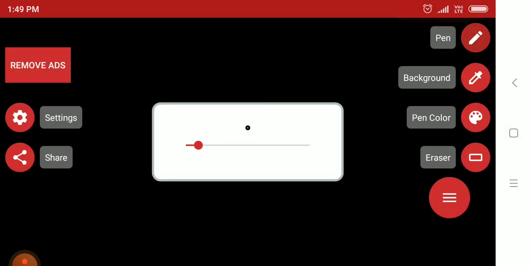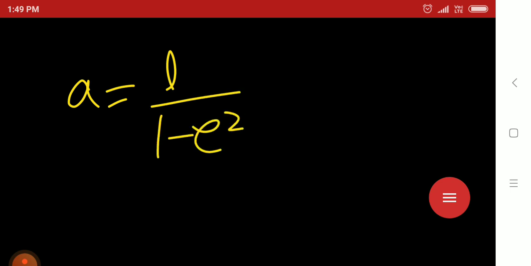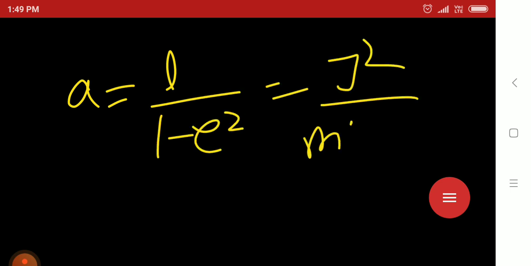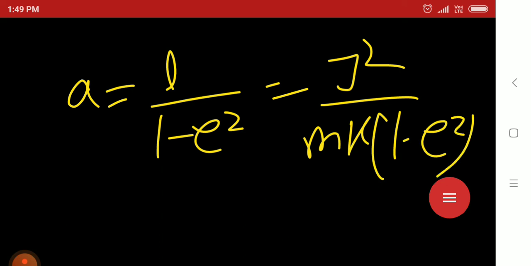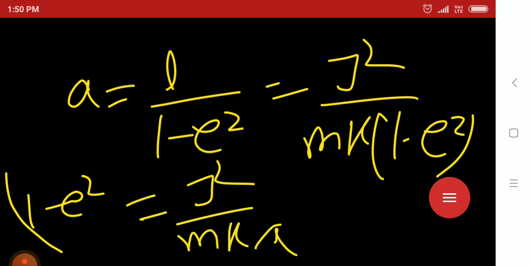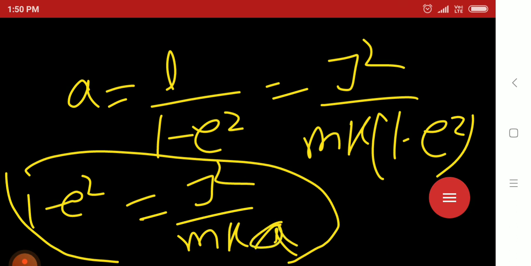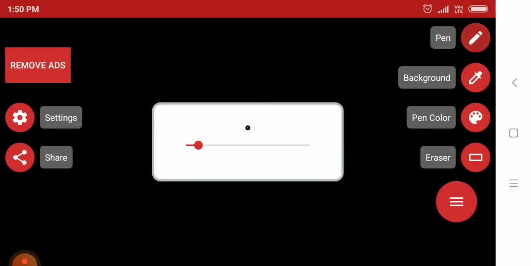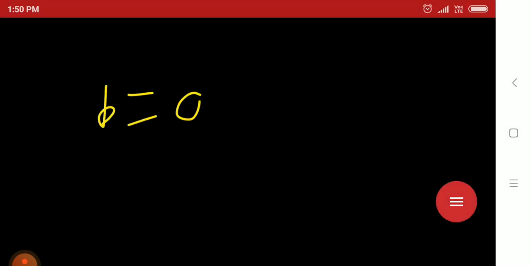We can write another term also. a equals L by 1 minus e square, L equals J square by MK. So J square by MK into 1 minus e square. So 1 minus e square equals J square by MK, another equation. We are getting so many equations from here. And in terms of b, we have got a to the power half J by root MK.